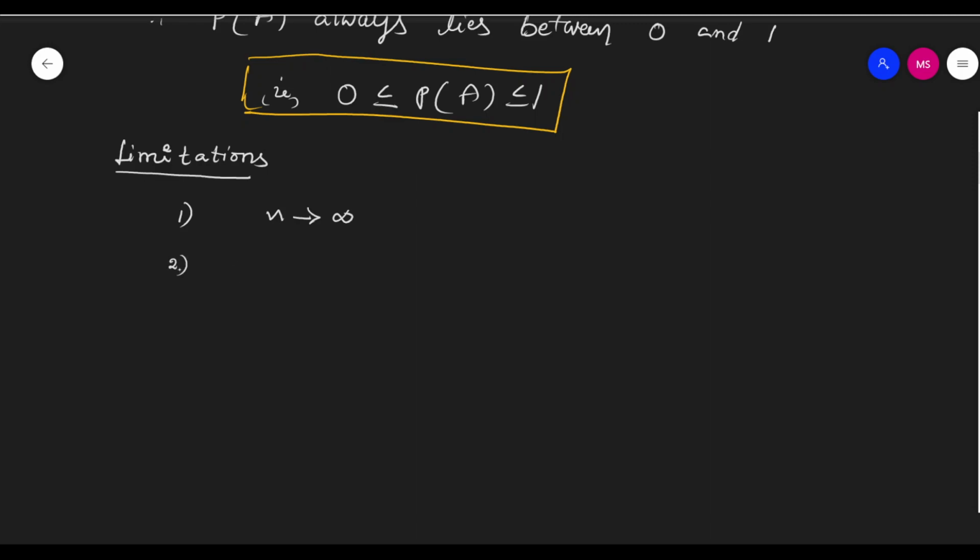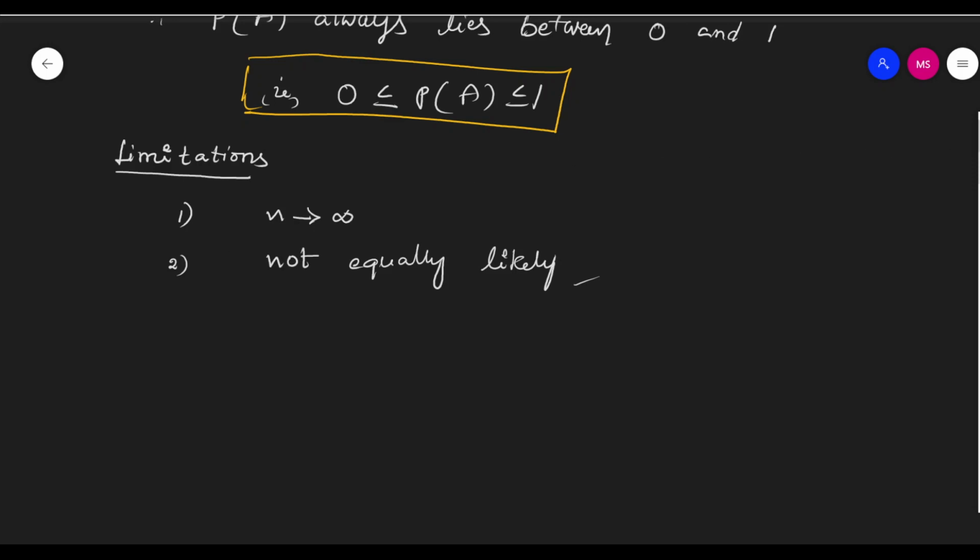And the second one is that the events are not equally likely. This definition fails when the events are not equally likely. So these are two limitations. Okay, this is the mathematical definition of probability.